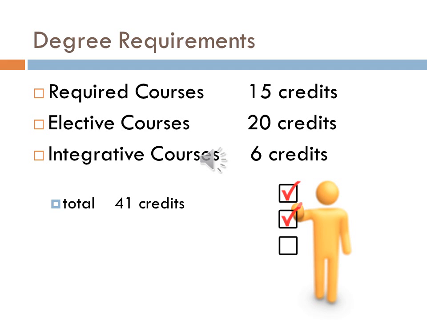So now we can discuss the requirements for your master's degree. 41 total credits are required to complete the degree. This is broken down into 3 components: required, elective, and integrative courses, or integrative option as you may hear it referred to.